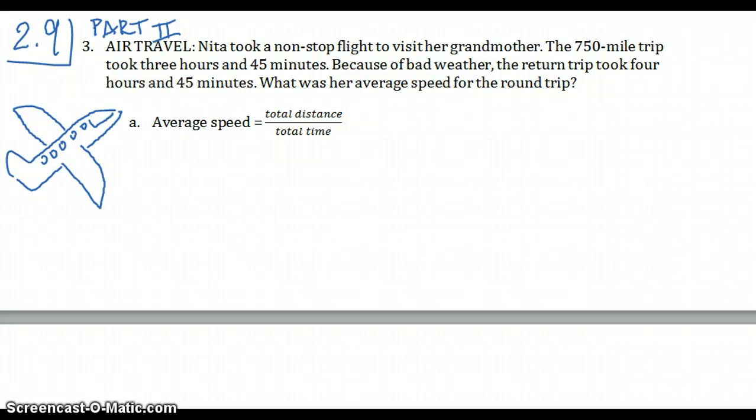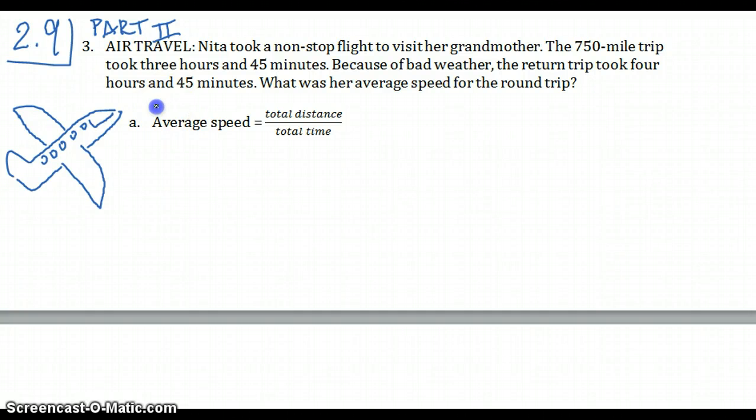All right, the first problem here: Nita took a non-stop flight to visit her grandmother. The 750-mile trip took her 3 hours and 45 minutes. Because of bad weather, her return trip took her 4 hours and 45 minutes. We're looking for her average speed for the round trip.